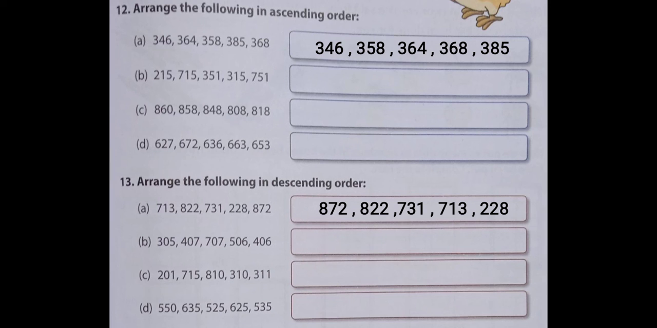So students, you will complete this exercise 1.5 today. Yes, and you will complete your drawing activity of place value in your notebook.